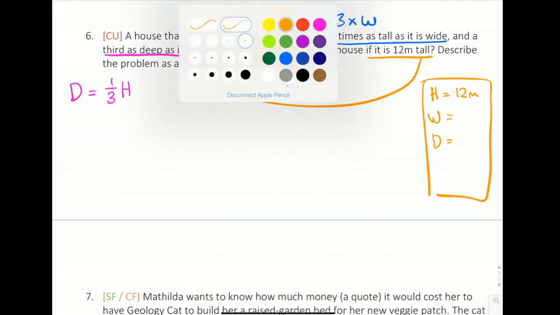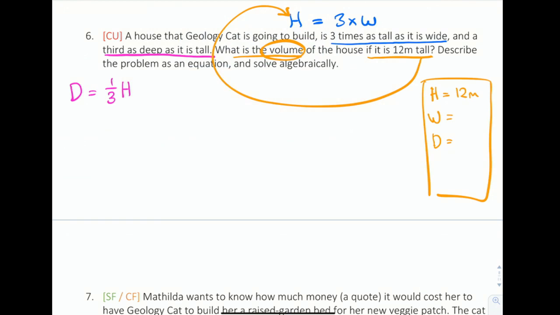So let's use that information of orange and put it into the blue. So 12 meters equals 3 times the width. Let's divide both sides by 3. We should get an answer of 4 meters equals the width of the building. So I can literally take that answer and stick it over there. Let me put that away.